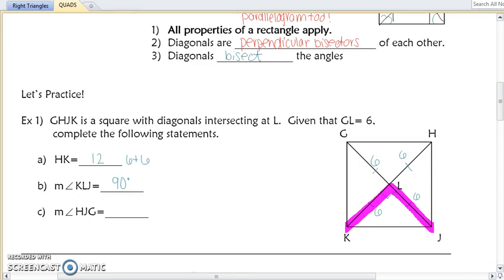Okay, now let's talk about the measure of H to J to G. Like I said before, if we're talking more specifically about the part of the angle that's split by the diagonal, we know each of these angles automatically are going to be 45 degrees because we have a 90-degree angle in that corner and the diagonal bisects the angle.